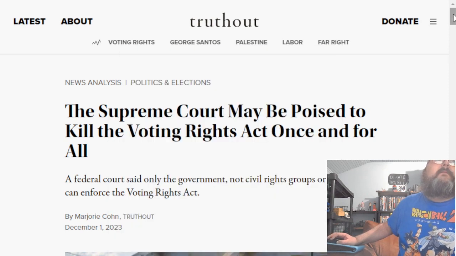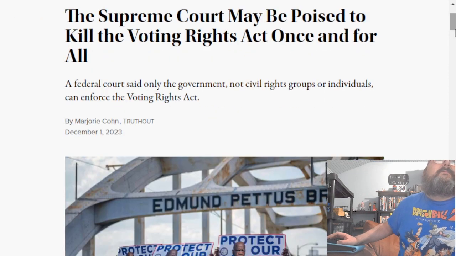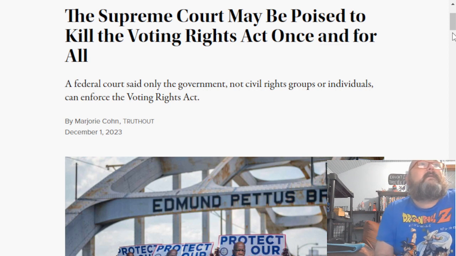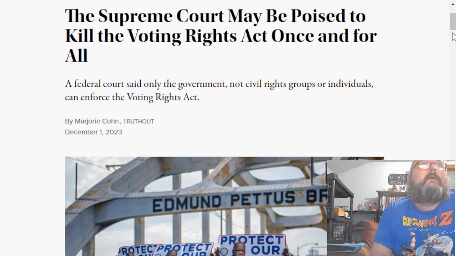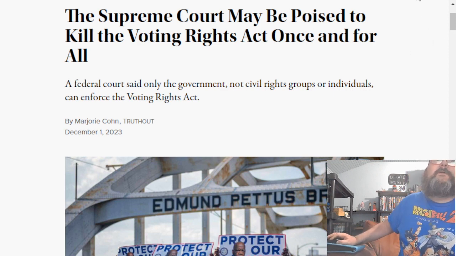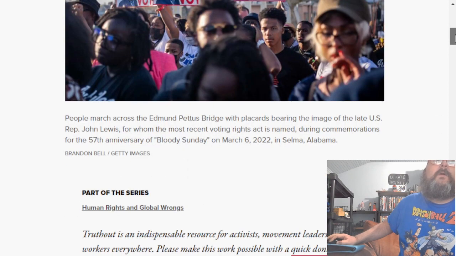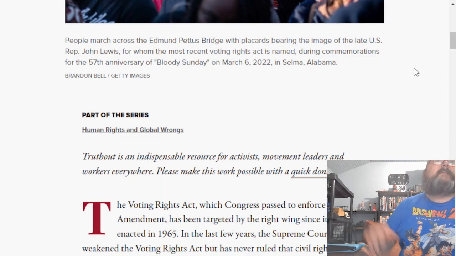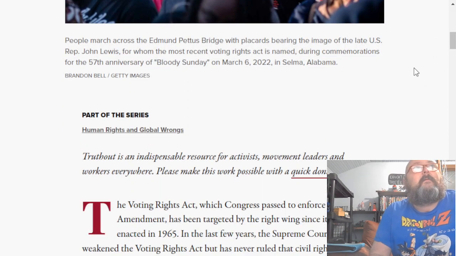From Truthout.org: the Supreme Court may be poised to kill the Voting Rights Act once and for all. A federal court said only the government, not civil rights groups or individuals, can enforce the Voting Rights Act. Yeah, but unfortunately, there's too many members of the court and Congress that are bought off.